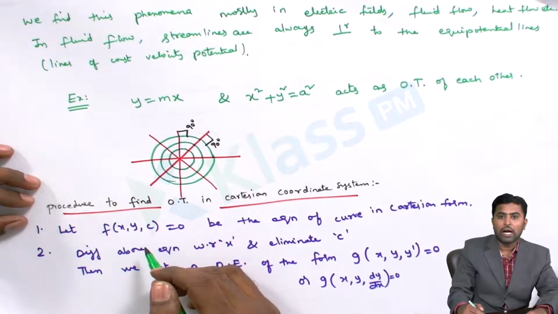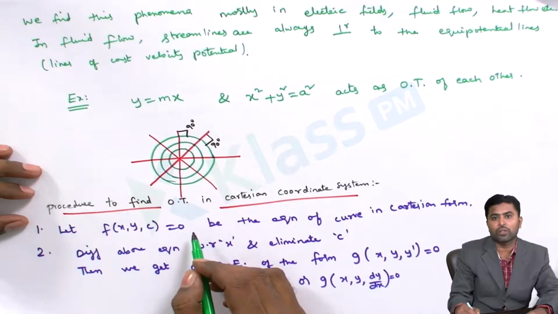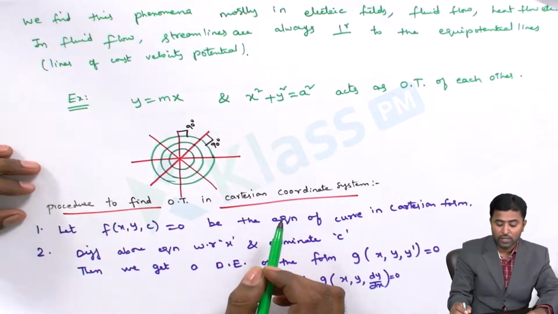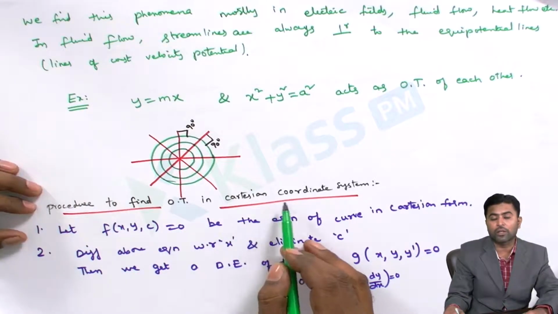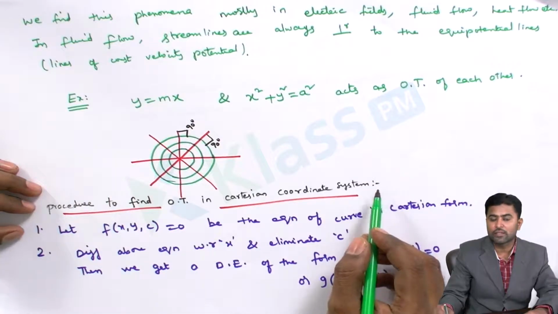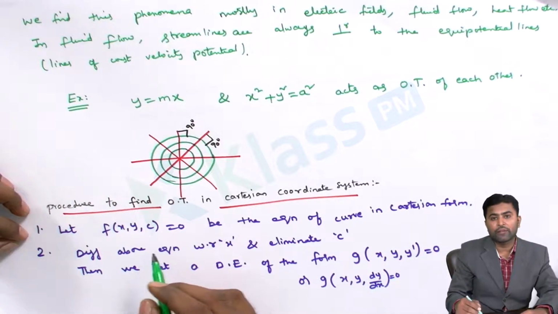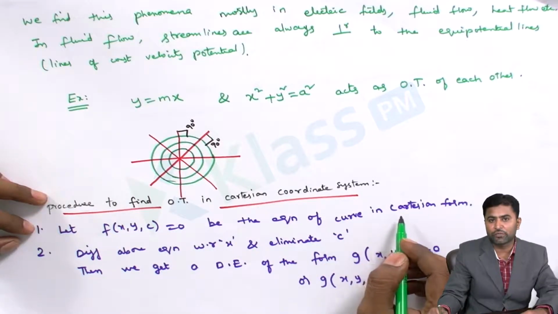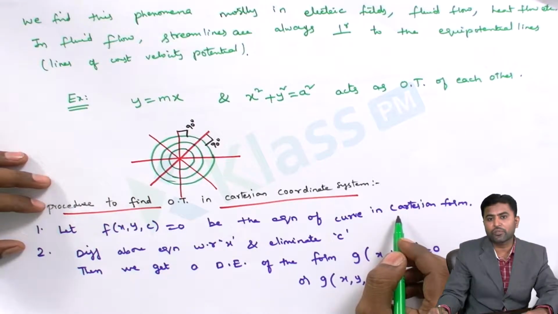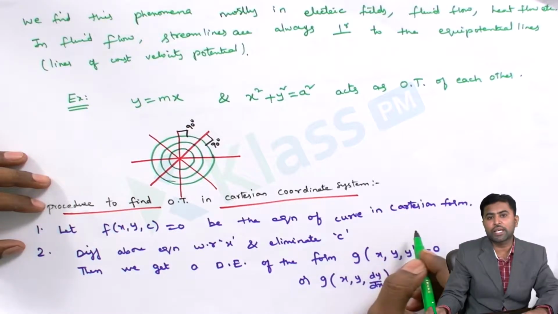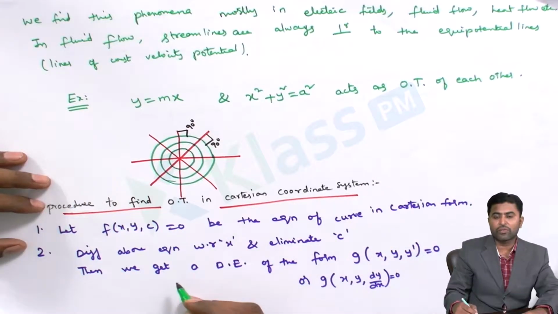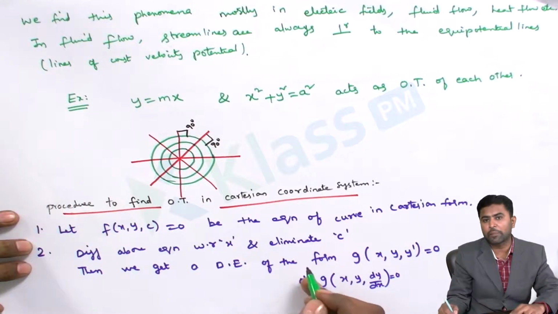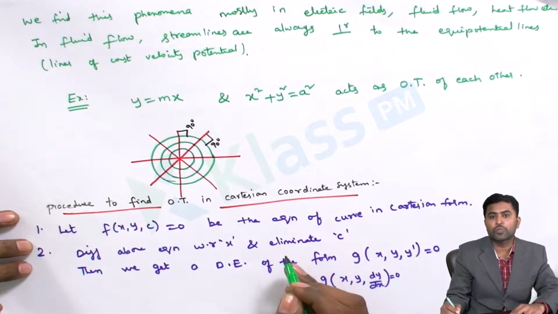Now we'll see how to find the orthogonal trajectories of a given curve in Cartesian form. So we'll write the procedure to find the orthogonal trajectory in the Cartesian coordinate system. For the first step, let f of x comma y comma c equal to 0 be the equation of the curve in Cartesian form. We have taken some equation of the curve in Cartesian form with c as the parameter. Now first we have to differentiate it with respect to x, and we have to eliminate the parameter or the arbitrary constant c from these two equations.